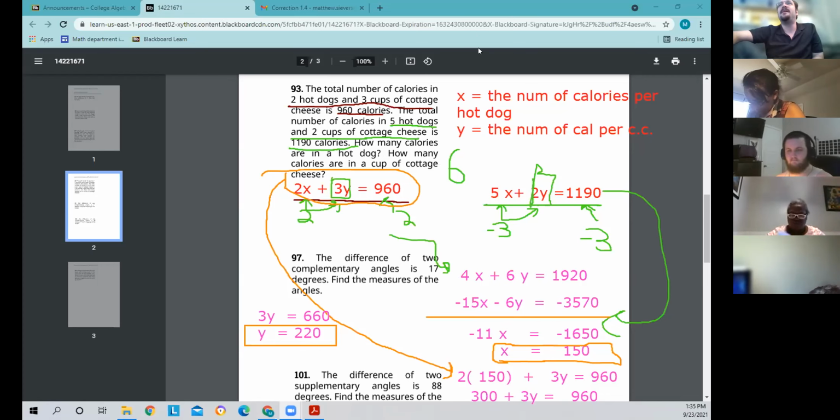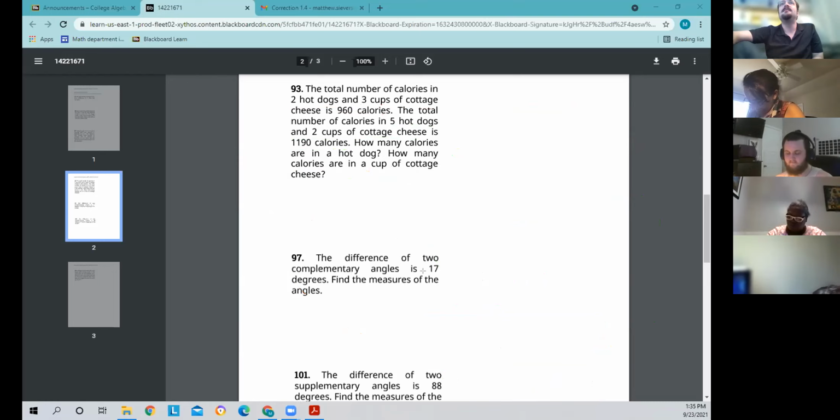All right, now we've got some angle problems. The difference of two complementary angles is 17. Find the measure of the angles. All right, I'm going to set these up, I think. And then I think I'm going to jump to that last one because we don't have too much time left. But these are pretty similar. The difference of two complementary angles. What does complementary mean, first off?